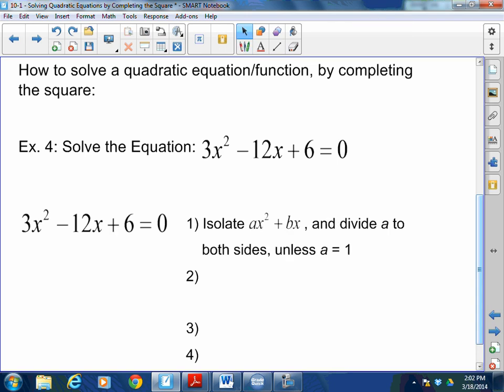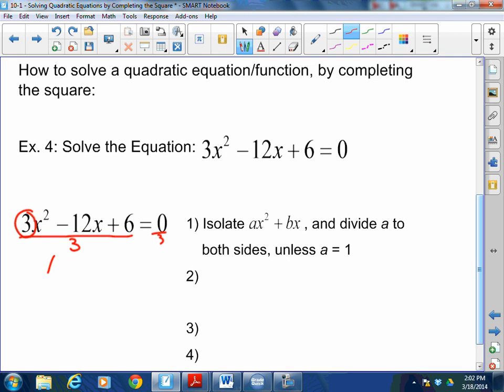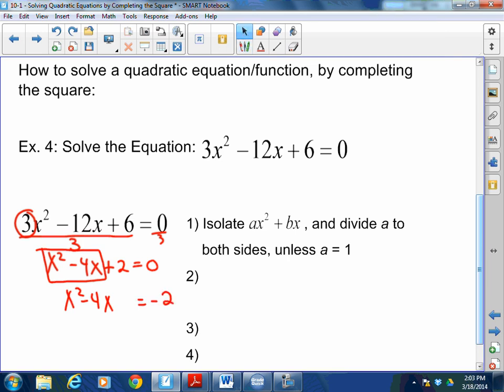First things first. Isolate the ax squared and bx and divide by a on both sides. If you have an a that is other than 1, like you do here, first thing you want to do is divide by 3. So that's going to give me x squared minus 4x plus 2 equals 0. And now let's get the x squared and the x alone. So I've got x squared minus 4x equals negative 2. That's step 1. Does that make sense?